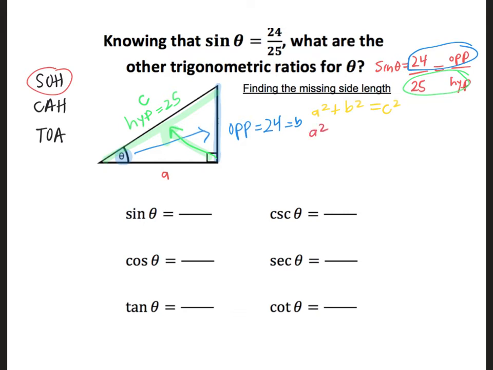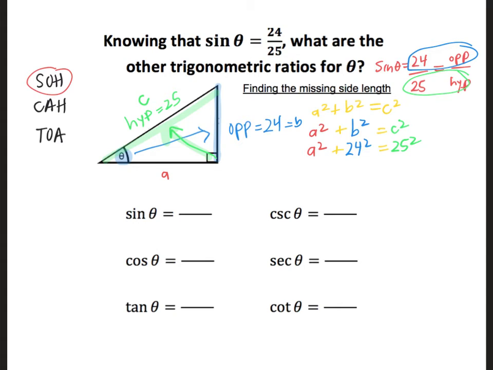We have a squared plus b squared equals c squared. I rewrote the formula in different colors just so you can see. We actually have some values. b squared is 24 squared, and then c is 25. We're going to go ahead and simplify this.